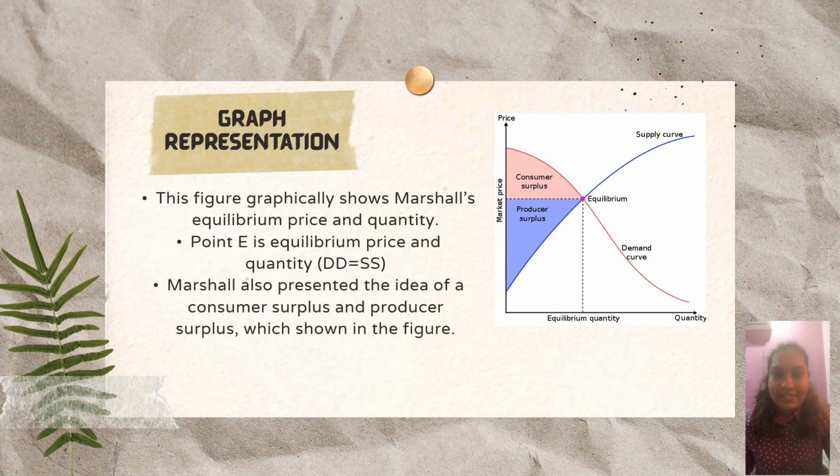Last but not least, graph representation. The figure graphically shows Marshall's equilibrium price and quantity. The point is the equilibrium price and quantity, which is where demand equals supply. Marshall also represents the idea of consumer surplus and producer surplus, which are shown in the figure, where the pink color is consumer surplus and the purple color is producer surplus.